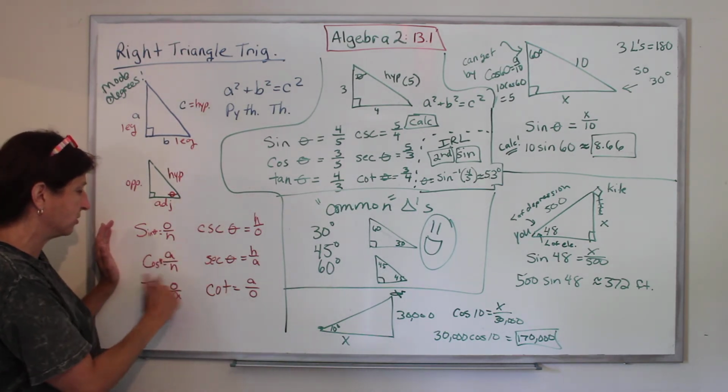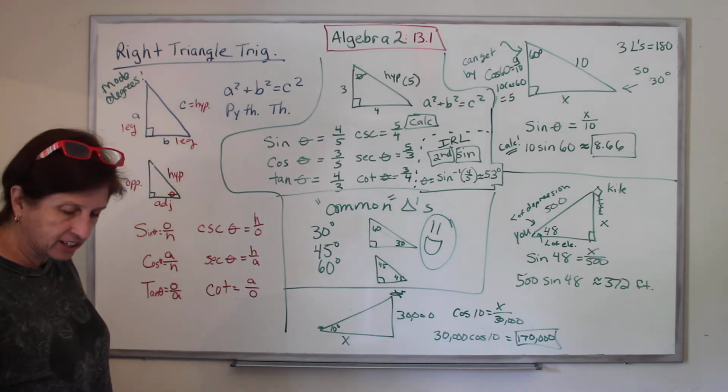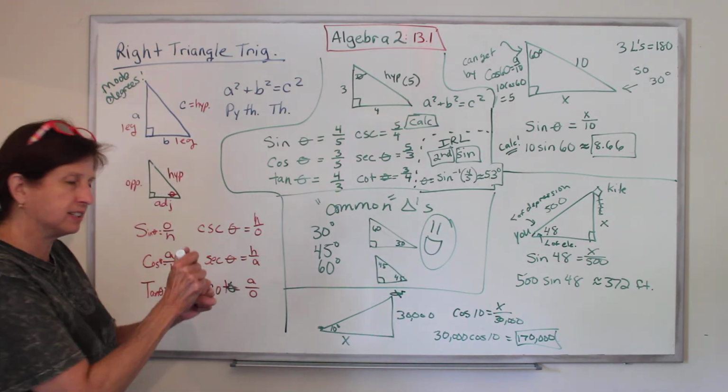Some old horse caught another horse taking notes away. If you flip it, it's cosecant, secant, and cotangent, and those are all of theta. If this makes no sense, do not worry. In just a second it will.